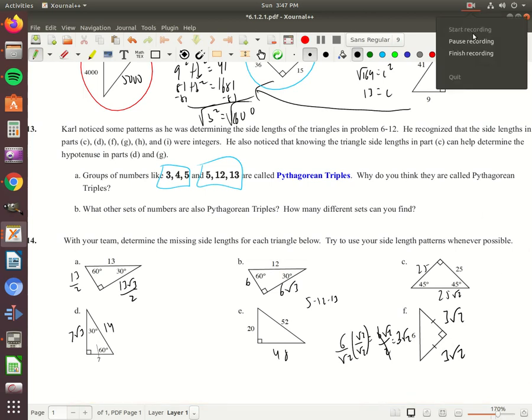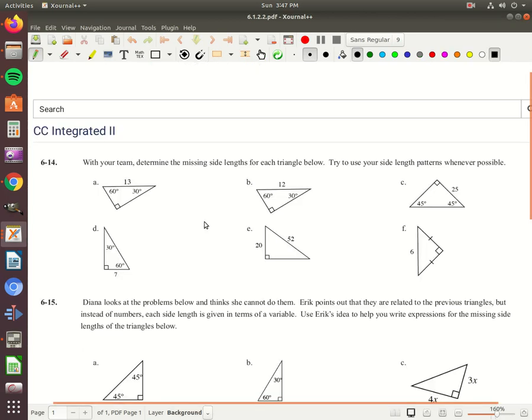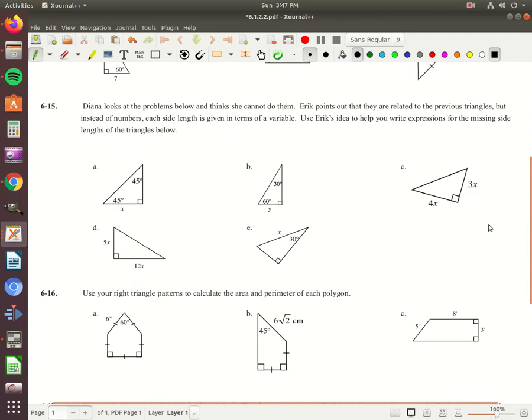Let me go ahead and set up the end of the chapter. We've done 614, so we'll go down to 615. It says Diana looks at the problems below and thinks she cannot do them because they're all variables, right? So Eric points out that they're related to the previous triangles, but instead of numbers, each side length is given in terms of a variable. So yeah, that makes sense.